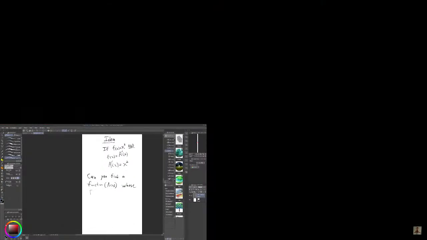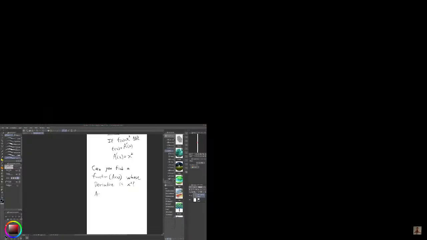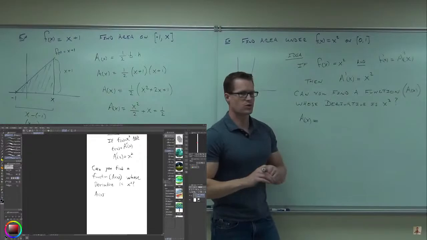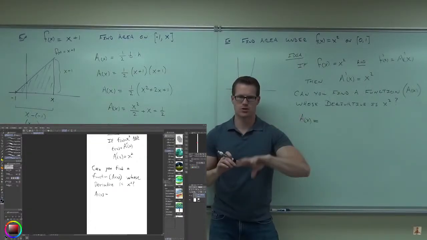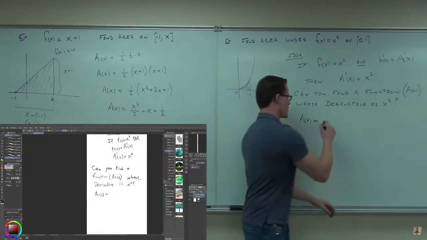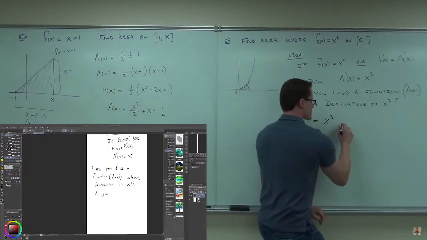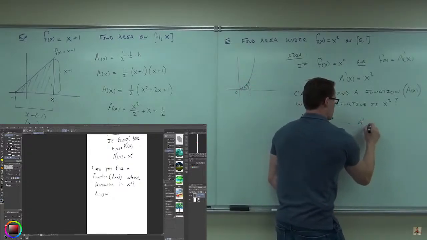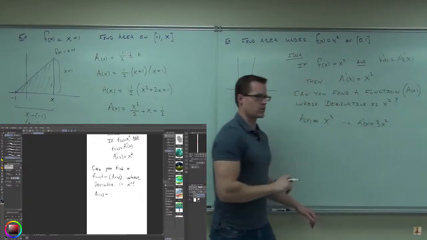Let's try a couple. Let's just have some fun and try a couple, right? We know how to take derivatives pretty easily. If we use some critical thinking, would you agree that you need a power bigger than 2? Probably, because when you take a derivative, that power decreases by 1. So let's try x cubed. Does it work? No, because this is going to give you 3x squared. That's not going to work.